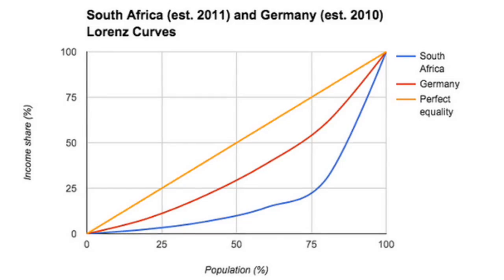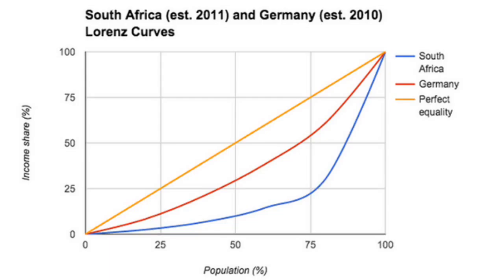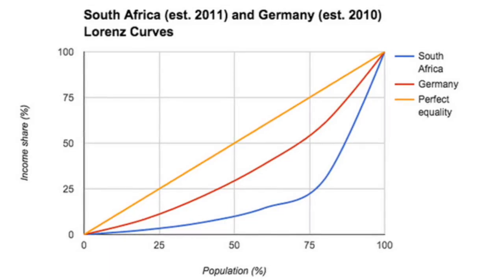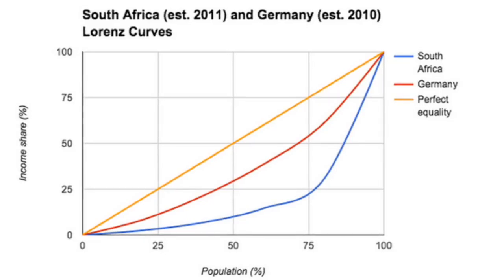Here is the Lorenz curve comparing Germany and South Africa. From here, we can tell that Germany's income is distributed most evenly. Germany's income is more equal than South Africa's probably because of the extent to which the government of Germany promotes equity in income distribution compared to the government of South Africa.